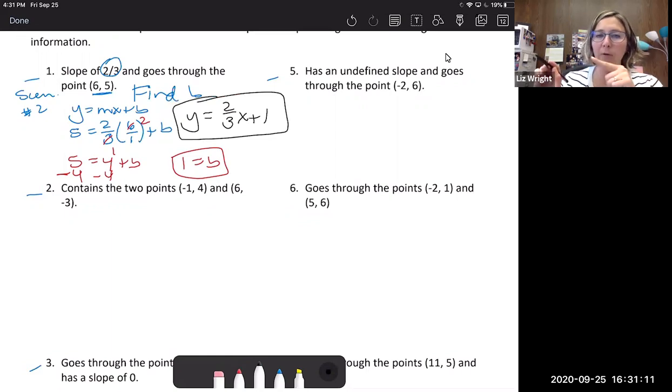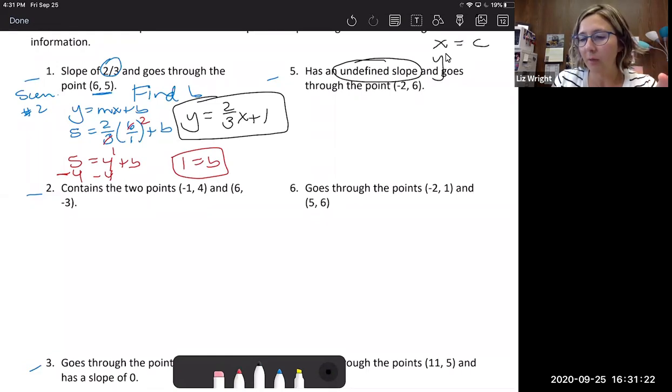I'm going to bump over and do number 5. It says it has an undefined slope. You should stop right there. Undefined slope. Is that going to be x equals some constant, or is it going to be y equals some constant? And remember, which one has an undefined slope? Is it a vertical line? Is it a horizontal line? It's a vertical line. So because it's a vertical line, it's going to be this one right here. So this one's vertical. This is horizontal.